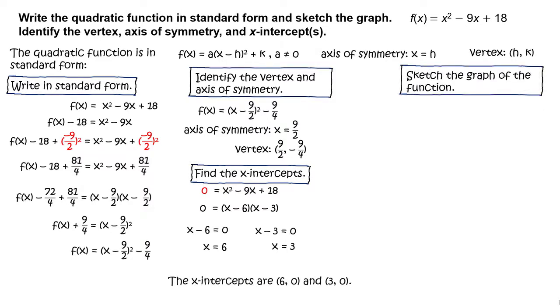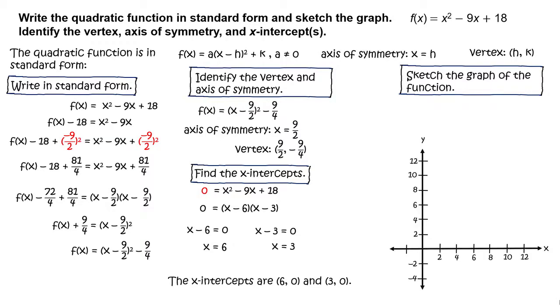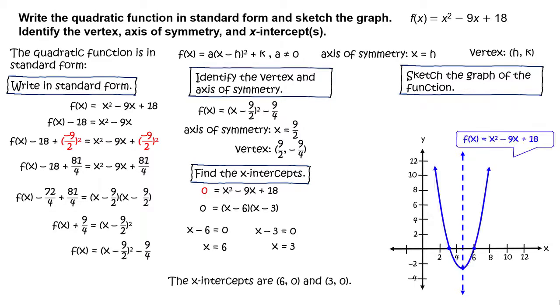Now you're ready to sketch the graph of the function. Sketch the xy plane. Then plot the vertex (9/2, −9/4) and draw the axis of symmetry x = 9/2. Plot the x-intercepts (6, 0) and (3, 0). To sketch the graph of the function f(x) = x² − 9x + 18, draw a parabola through the plotted points.